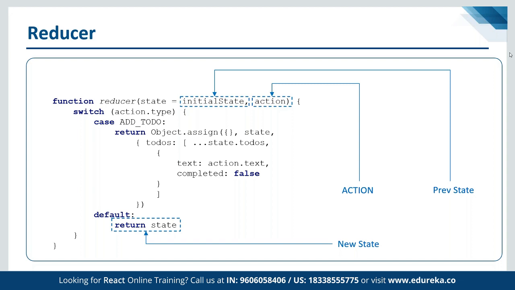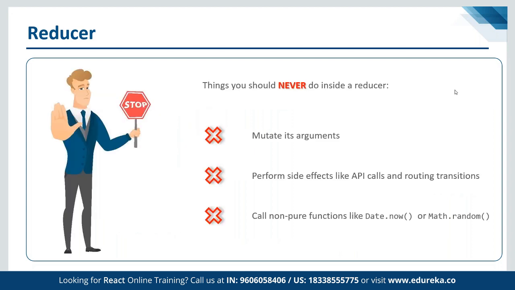And after reducer, there are some things that we should never include in reducer. So we should not be mutating its arguments. We should not perform side effects like API calls and routing transitions. And we should not call non-pure functions like Date.now or Math.random. These things should be avoided when we are working with reducers.